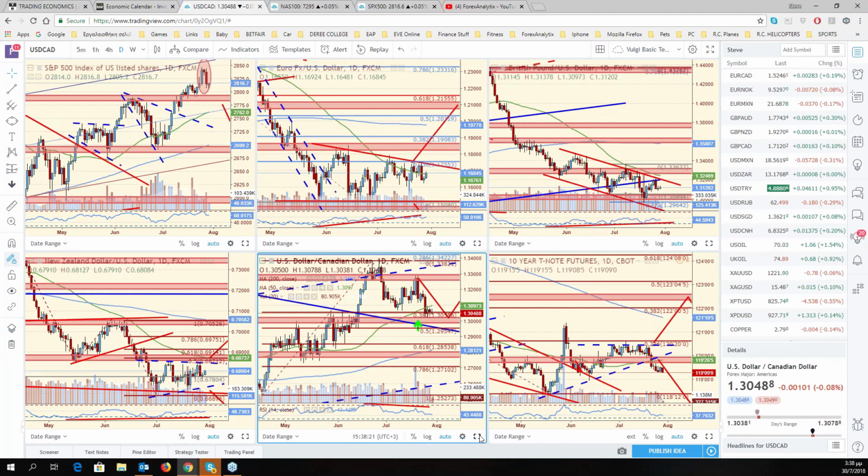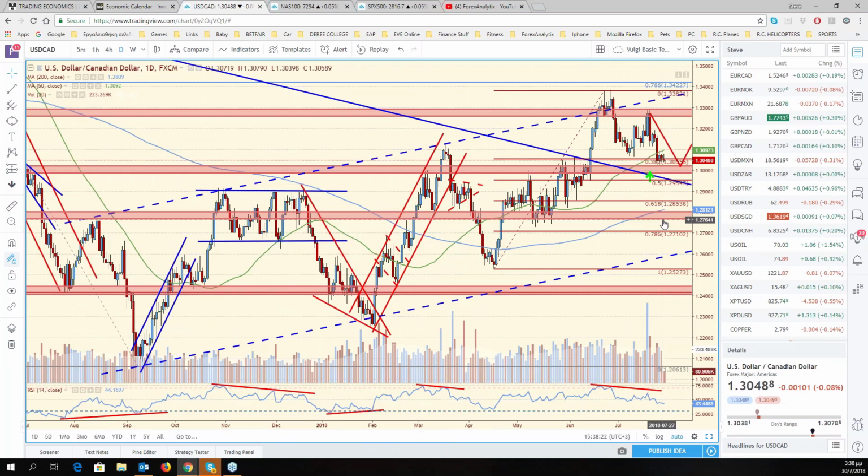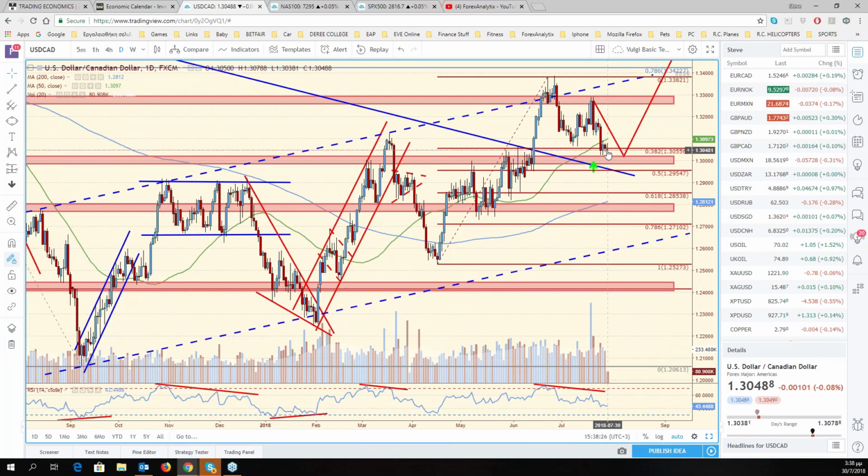USD CAD seems to be consolidating near the lows. I was expecting that we might have found a bottom. I still have half of my position.